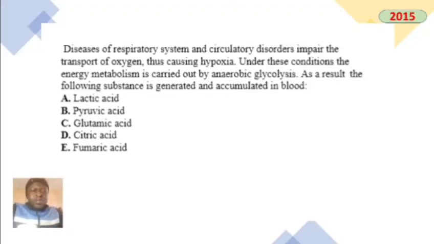Answer. Disease of respiratory system and circulatory disorder impair the transport of oxygen, thus causing hypoxia. Under this condition, the energy metabolism is carried out by anaerobic glycolysis. As a result, the following substance is generated and accumulated in blood. It's lactic acid.